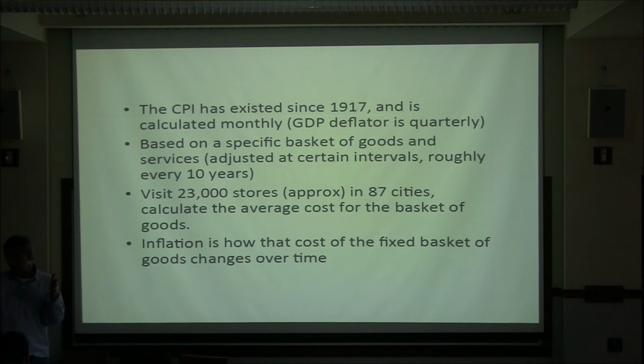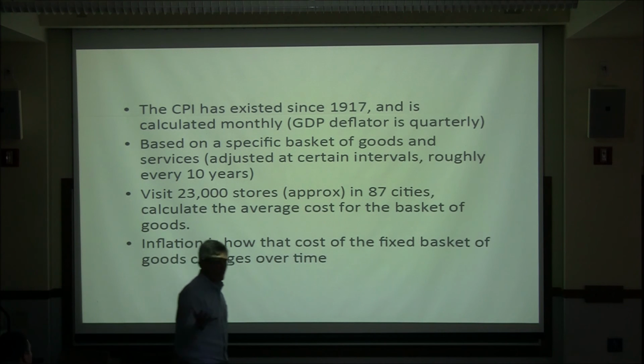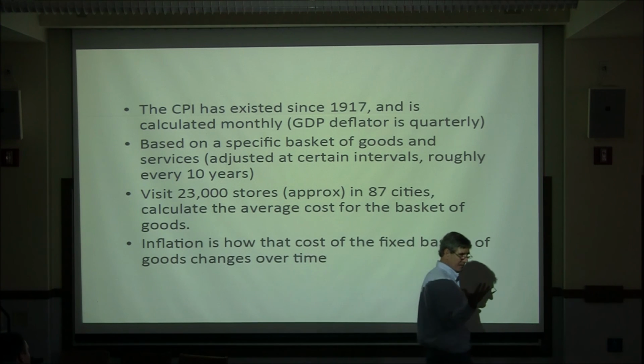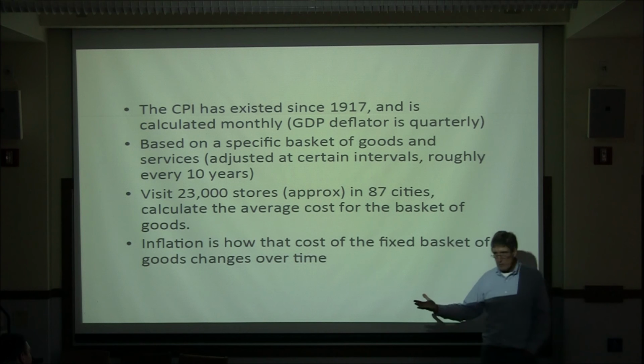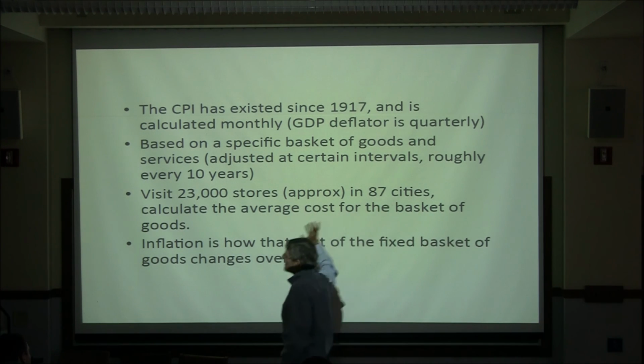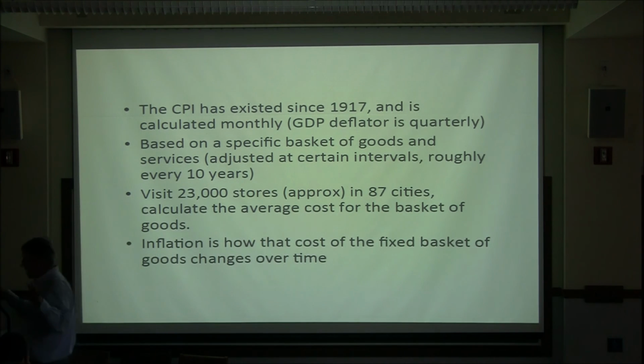Then you calculate how that price changes over time. So the next month you go do exactly the same thing. So the first month the average was 100. Next month you go and do exactly the same. You go to all the same stores, calculate it all, calculate the average price of that same basket of goods, and then you get 110. That's 10% inflation. That means the cost of the basket of goods that the typical household consumes has risen by 10% month to month.